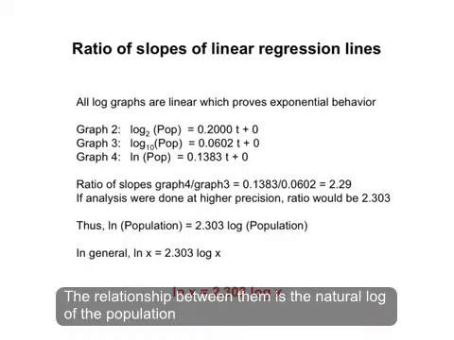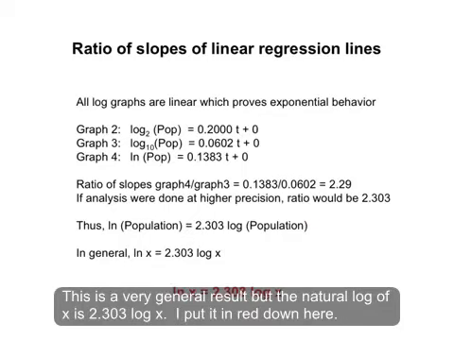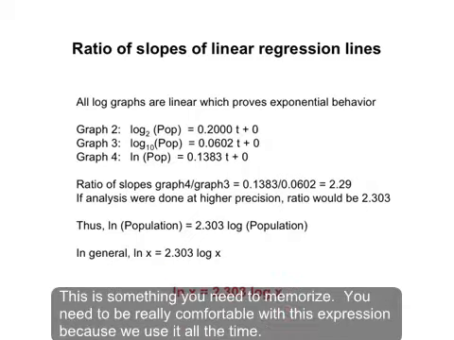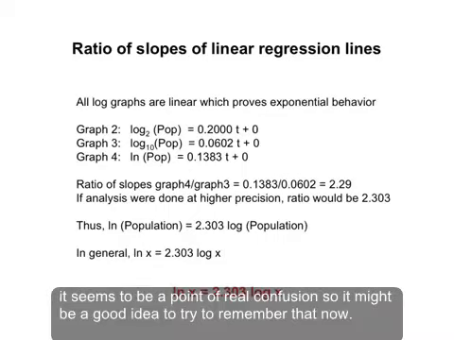So you say the relationship between them is the natural log of the population is 2.303 times larger than the base 10 logarithm of the population. And this is a very general result, that the natural log of x is 2.303 times the base 10 logarithm of x. So I put it in red down here. This is something you need to memorize. You need to be really comfortable with this expression because we use it all the time and students ask about it all semester long. It just seems to be a point of real confusion, so it might be a good idea to try to remember that now.